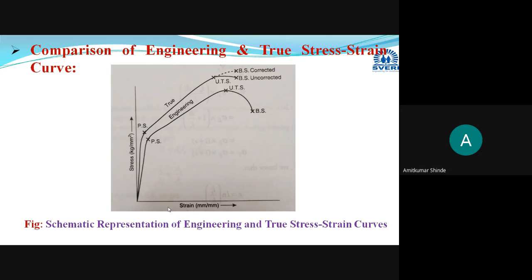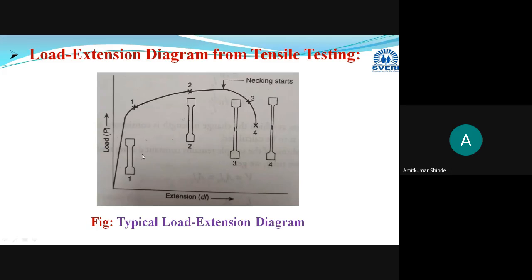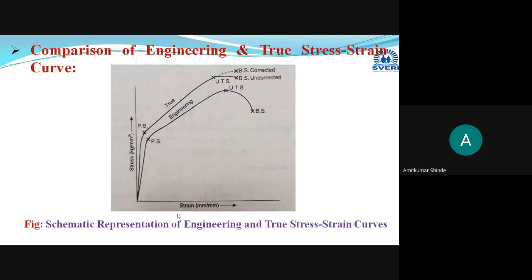Here, two types of stress strain curves are there. I have simply transformed this load extension curve, which you get from the universal tensile testing, into the stress strain curve. The stress strain curve will be obtained and it will look like this, and different points will be plotted there. This is the stress strain curve.